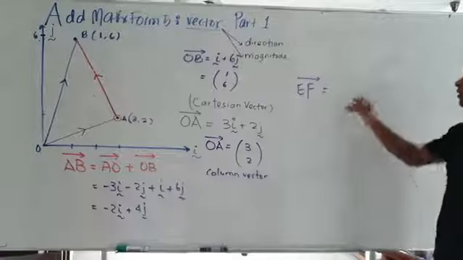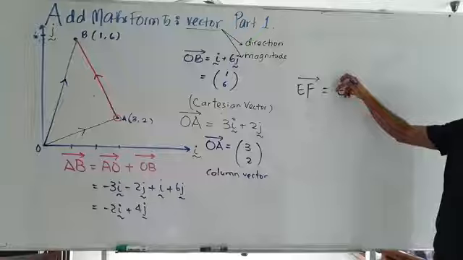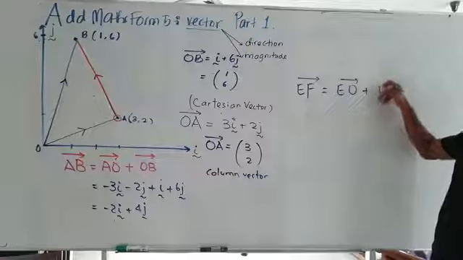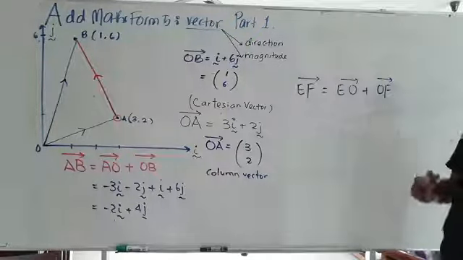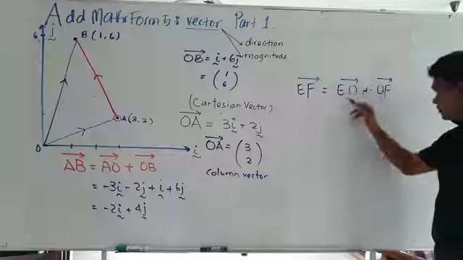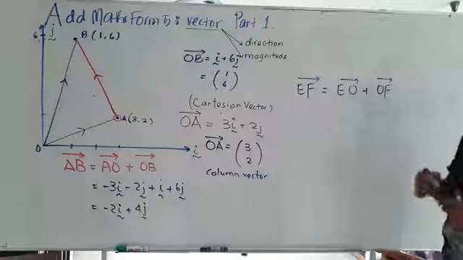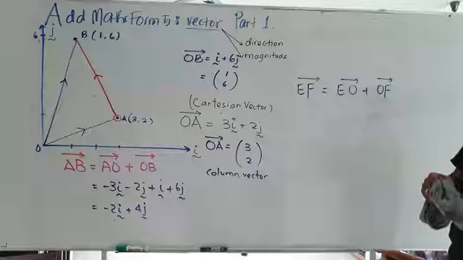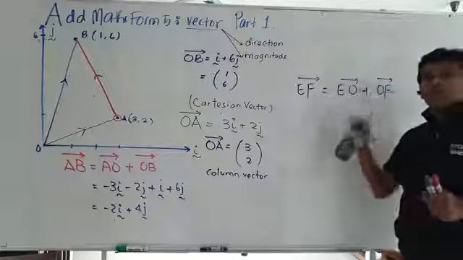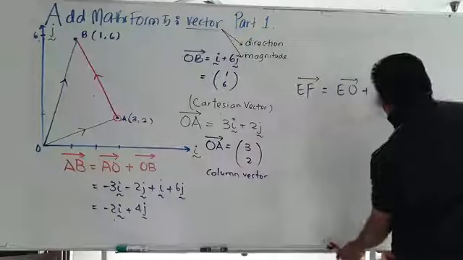So logically thinking, if it's using origin, it's EO plus OF. Are you getting it? You okay? Can you see? O and O cancels, you get EF. So this is one method to make sure that you write the equation correctly. You okay? All right, let's move on a little bit more.